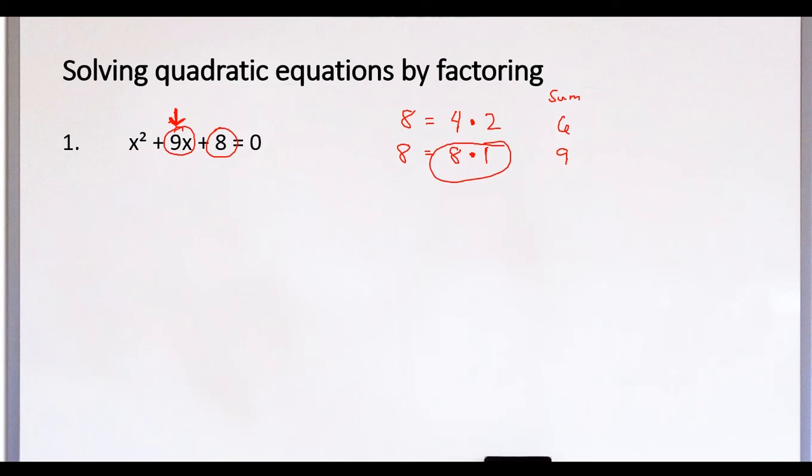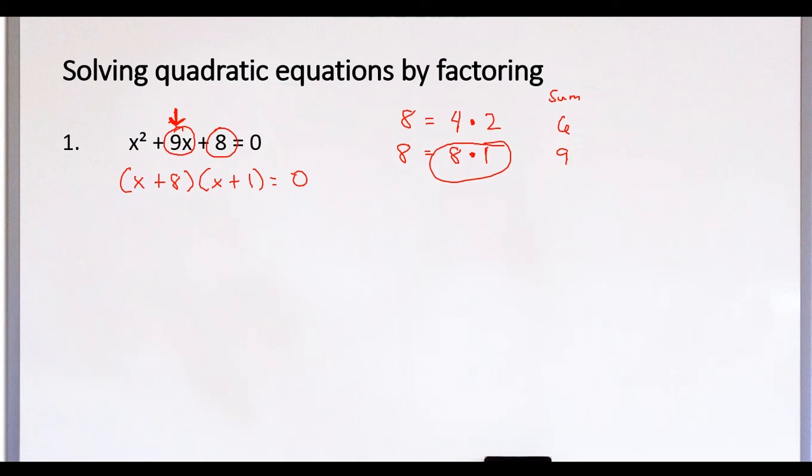So below our equation, we're going to write (x blank)(x blank) equals 0. And then here we're going to have, since 8 signifies a positive 8, positive 8 means plus 8. Next, on the second blank, we're going to have 1. Positive 1, so we're going to write plus 1. So now we have obtained the factors of x squared plus 9x plus 8 equals 0.